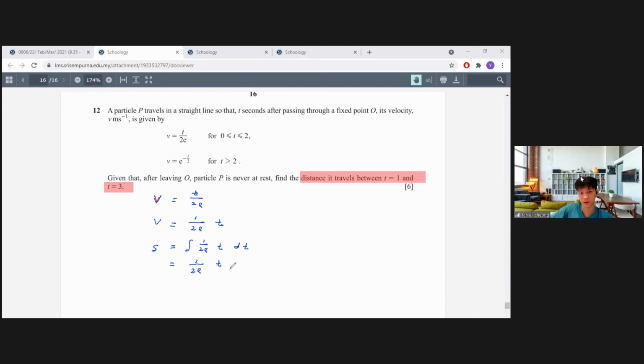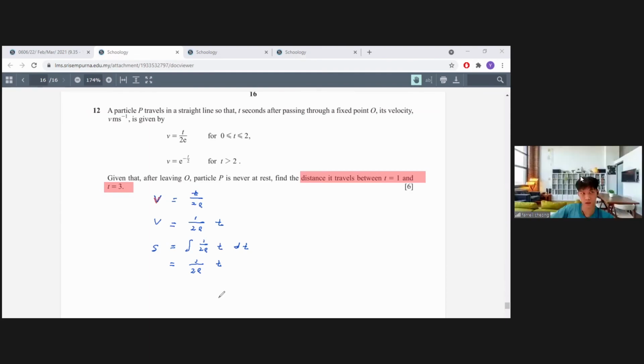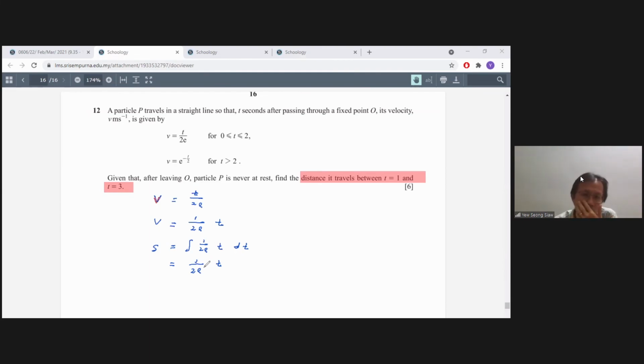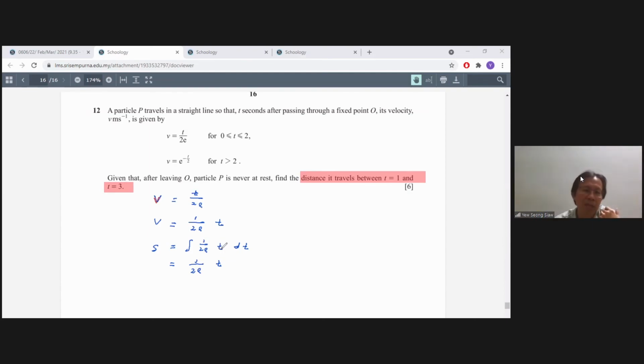1 over 4e times t squared. Okay. So the first one is a constant. Constant doesn't do anything, the constant just remains there. Then you integrate the t. T power plus 1 will become 2. Then divide by the power. Then remember plus c.